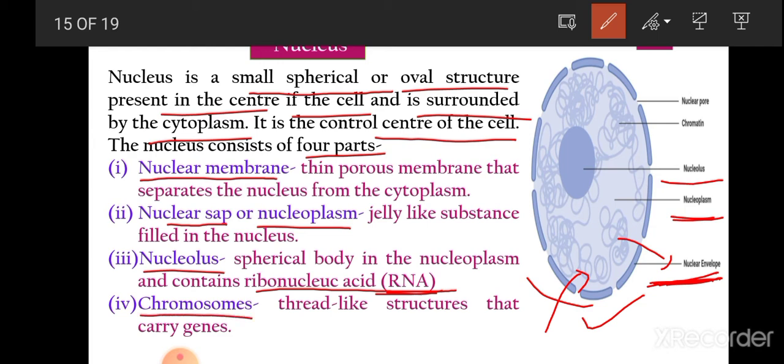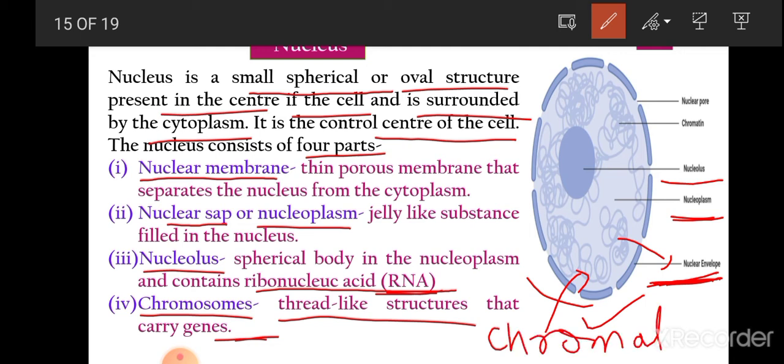Chromosomes are thread-like structures. These are small thread-like structures that carry genes. So the chromosomes are suspended in the nucleoplasm. These are fine thread-like structures, and they are called chromatin threads. Means chromosomes are also called chromatin threads. Their thread-like structure is called chromatin threads, and they are present in the nucleoplasm. They condense together to form chromosomes, and chromosomes contain genes.